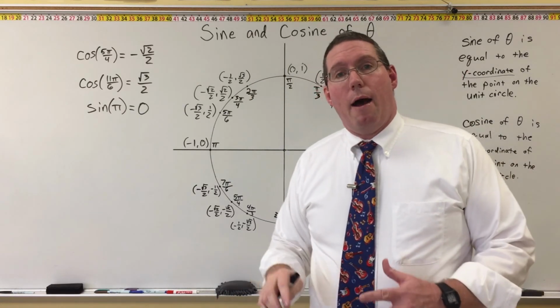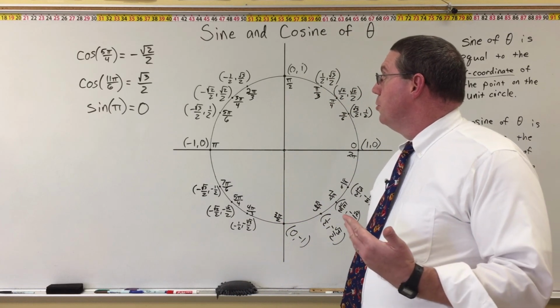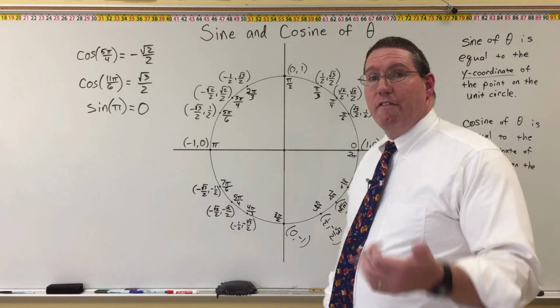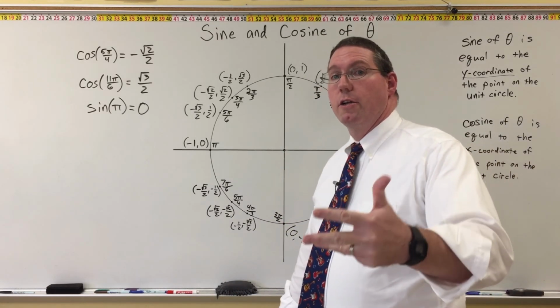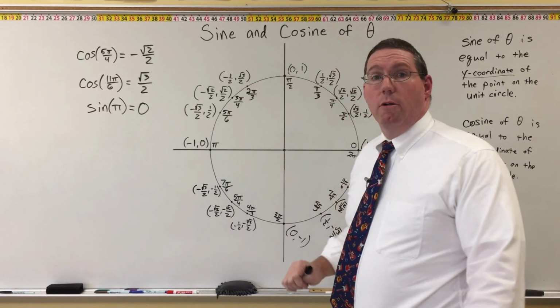All right, what we're going to do now that you understand how to do that, is we're going to now figure out how to identify tangent, cotangent, secant, and cosecant on these angles where we don't have a triangle available.